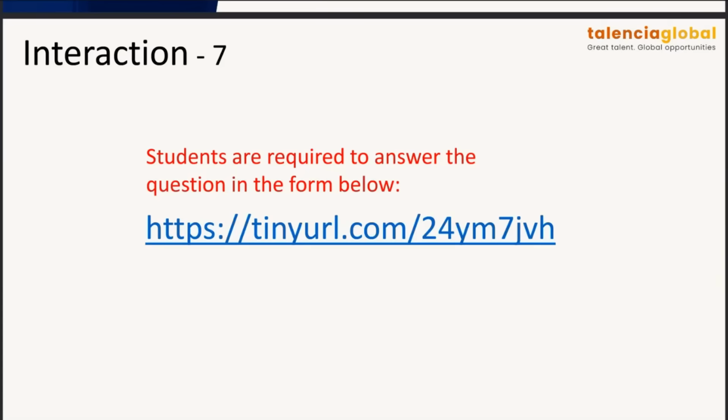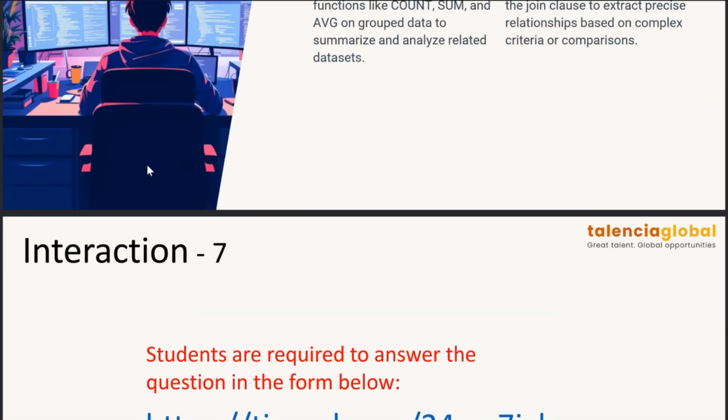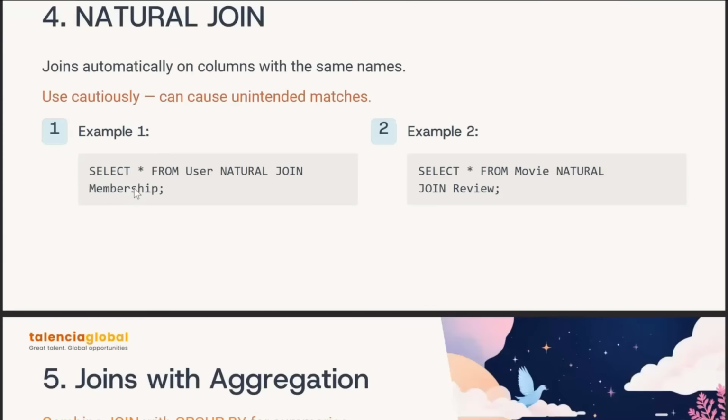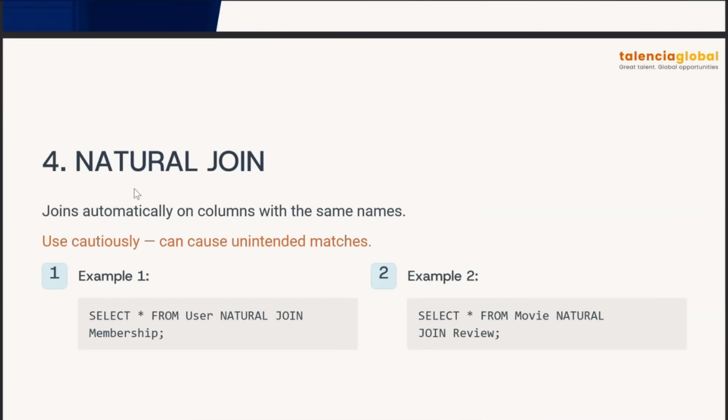And yeah, I hope you have understood about the advanced joins, how to use them, the using clause versus the on clause, conditional joins, joins with aggregation, the natural join, and the different types of join like inner, left outer, right outer, full outer, and how to simulate a full outer join, right?